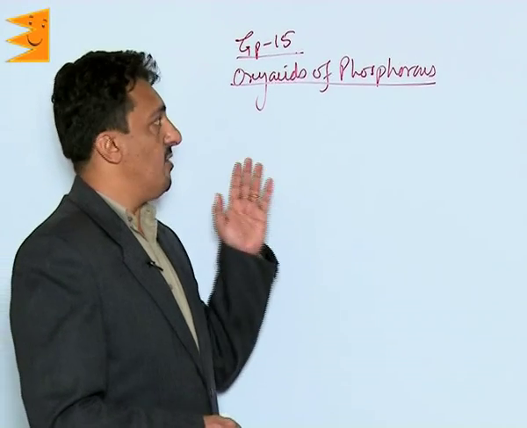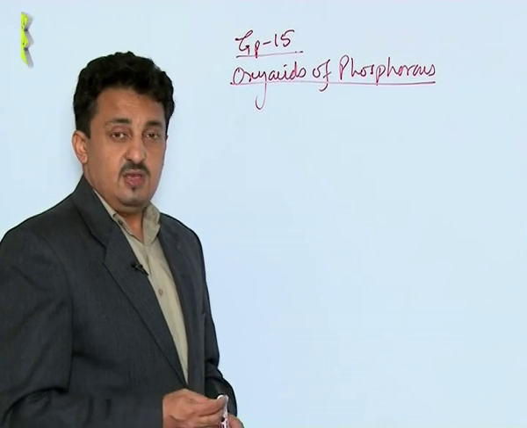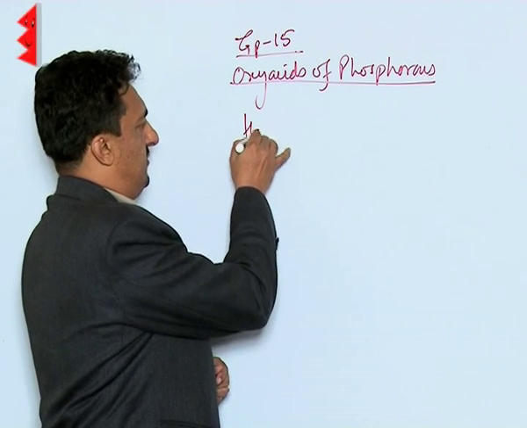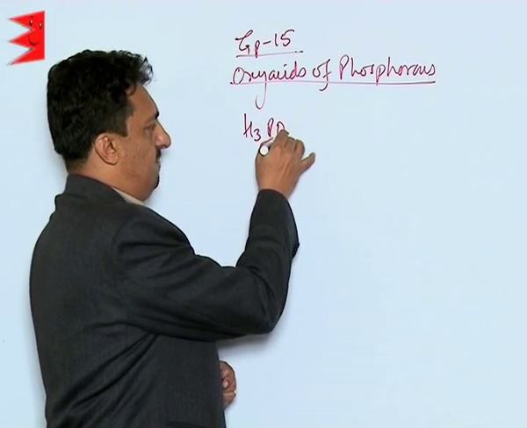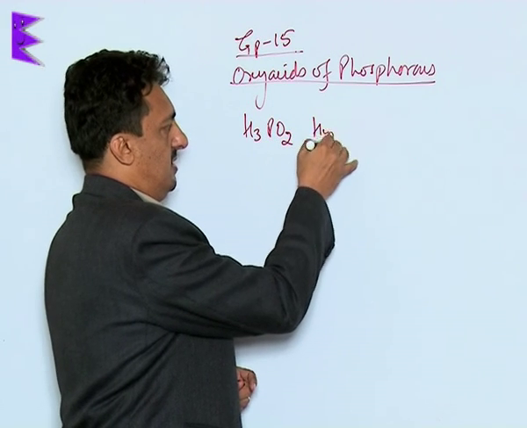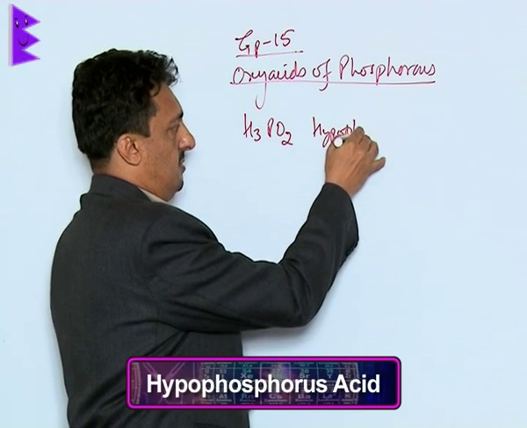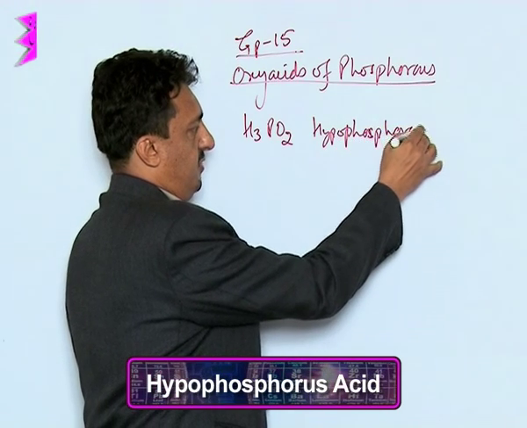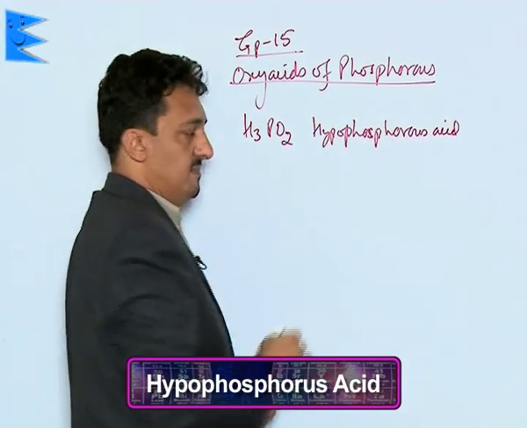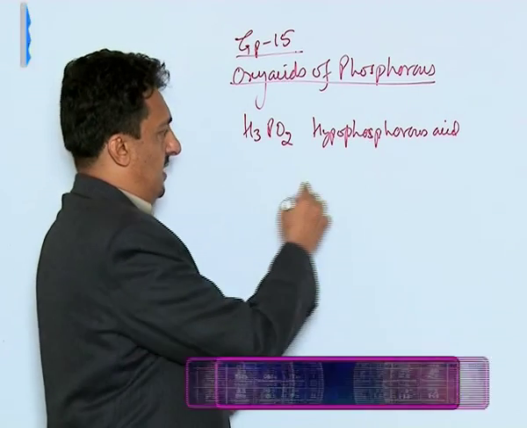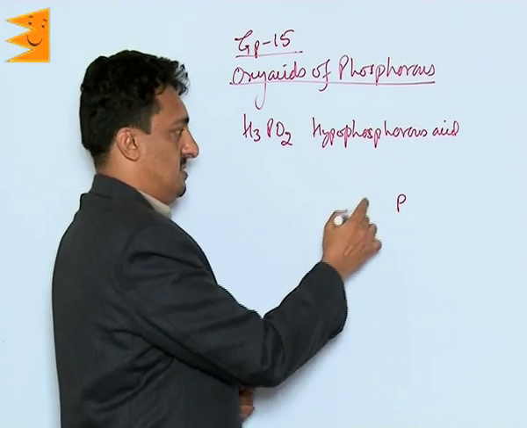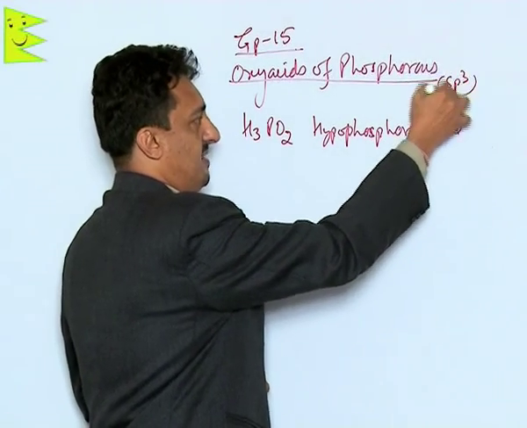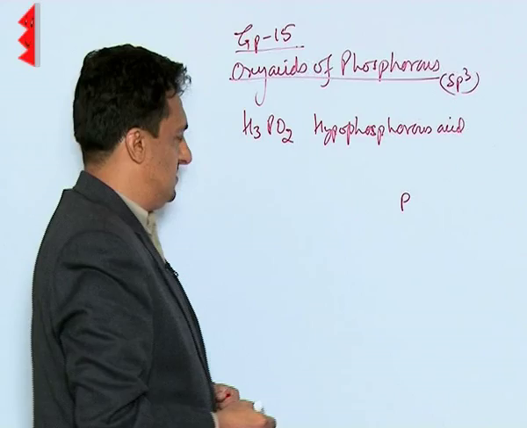Let us see the oxyacids of phosphorus. Phosphorus forms many oxyacids. The first in the list is H3PO2. It's called hypophosphorus acid. In this case, remember, all its oxyacids basically are sp3 hybridized. They will be having tetrahedral structure.